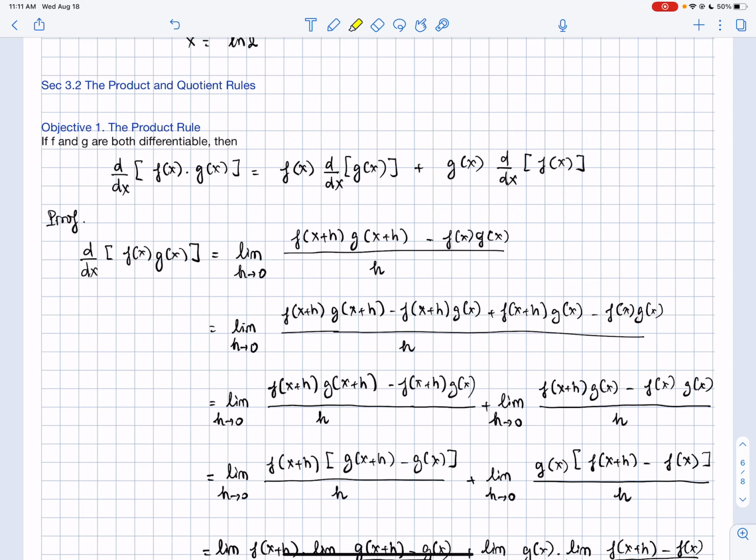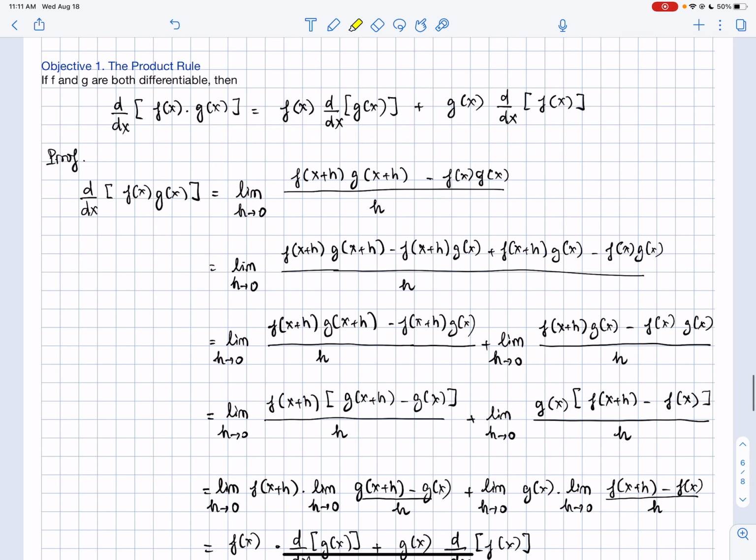Section 3.2, the product and quotient rules. Objective number 1, the product rule. If f and g are both differentiable, then the product f and g, when we take the first derivative, will be f of x, keep the same, times the first derivative of g of x, plus g of x, keep the same, times the first derivative of f of x.